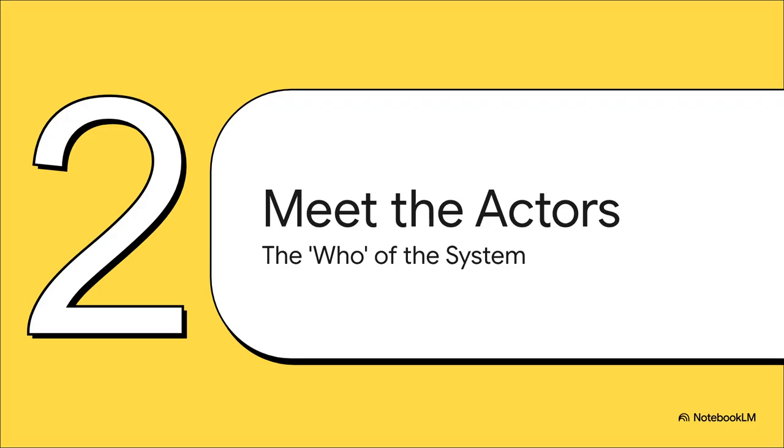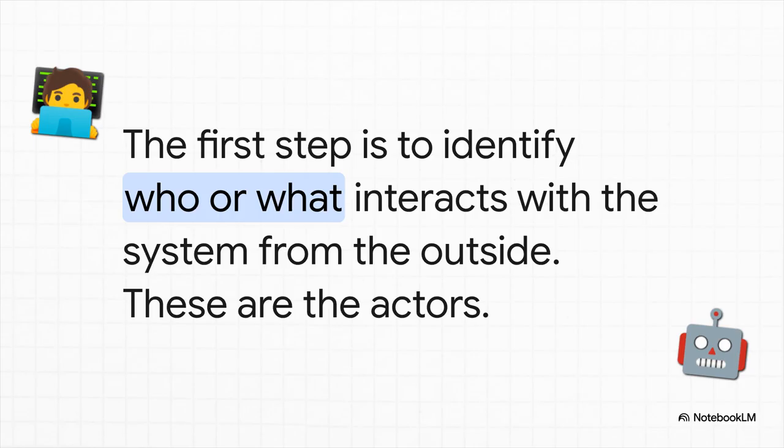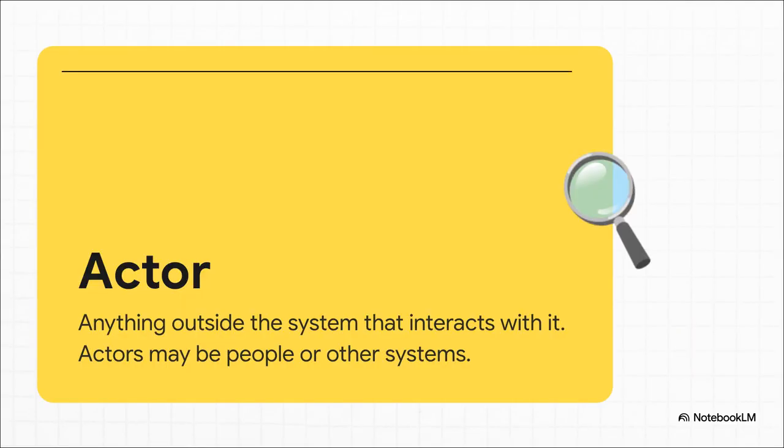And every good story needs its characters. So let's start with the first key component of our diagram, the actors. Okay, that makes sense. So the actors are just the users, right? The people who are clicking the buttons? Well, not just users, and that's actually a really key distinction. An actor is anything outside the system that interacts with it. So yeah, it could be a person, like a medical receptionist using the software, but it could also be another computer system, like some external patient records database that our system needs to talk to.